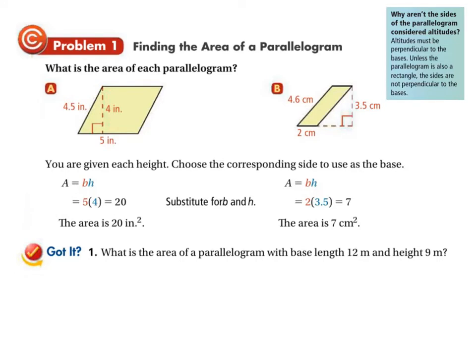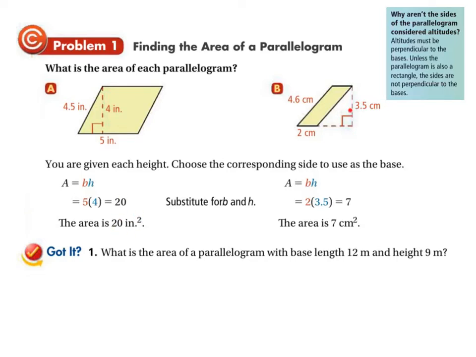The altitude, why do we consider this 4-inch measure here the altitude? It must be perpendicular to the base. This side right here, 4.5 inches, is not running perpendicular to the base, and we always need our altitude to do that, okay? So what do we calculate here? Well, let's do this one first. We do base times height, 5 times 4, and we get 20. And since the units are inches, inches times inches is inches squared, so 20 inches squared.